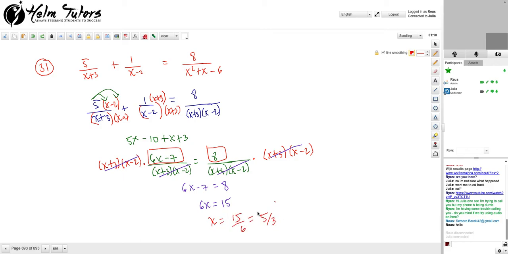And don't forget to take this number and plug it in to make sure that it doesn't give us a 0 denominator, right? Yeah. Now it's pretty obvious without plugging it in that it doesn't make this 0, it doesn't make this 0, therefore it doesn't make their product 0. Okay, cool. Very well done here. I was happy with the way you were able to handle this.